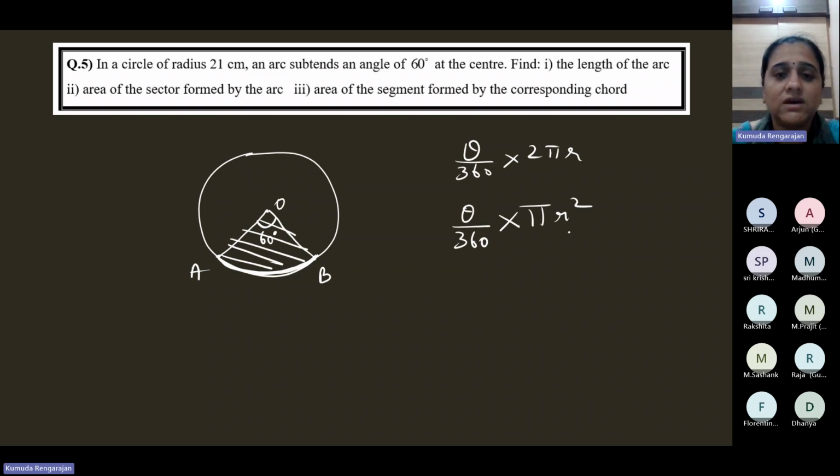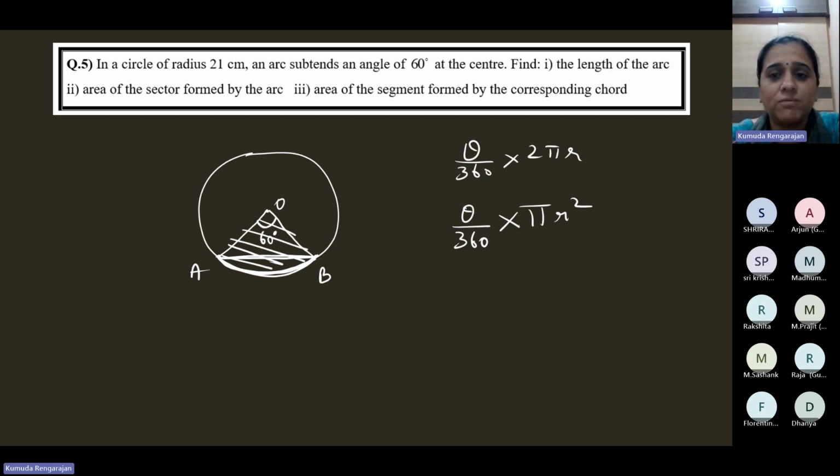Next, we have to find the area of the segment formed by the corresponding chord. The corresponding chord is the chord which is present in this sector. The corresponding chord is got by joining the ends of the arc. A and B are the ends of the arc. Join them, and you get the line segment AB. What do you call this line segment AB? It's a chord to the circle.